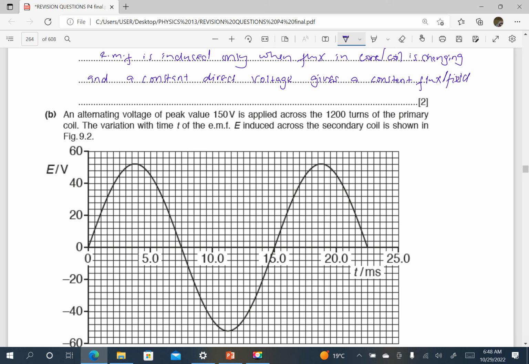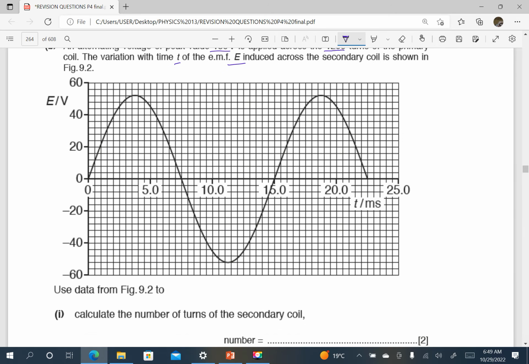Part B, an alternating voltage of peak value 150 volts is applied across the 1,200 turns of the primary coil. The variation with the time t of the EMF E induced across the secondary is shown in the figure here. So you can see the figure using our concepts of alternating current. We can first of all see the peak. It is alternating. The scale here is going to be 20 divided by 5 small squares, so the scale is 4.